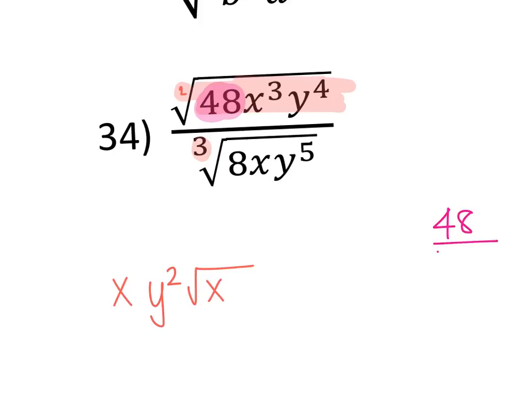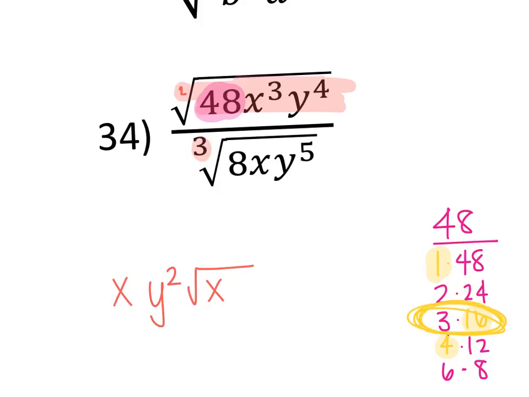So 48 is 1 times 48, 2 times 24, 3 times 16, 4 times 12, and 6 times 8. And if I look at these numbers, I have several perfect squares here. 4 is a perfect square, 16 is a perfect square, 1 is a perfect square, and of those, 16 is the biggest. So I can think of this as the square root.